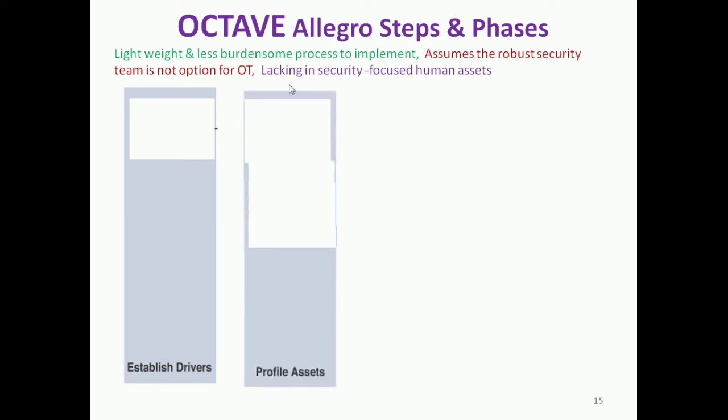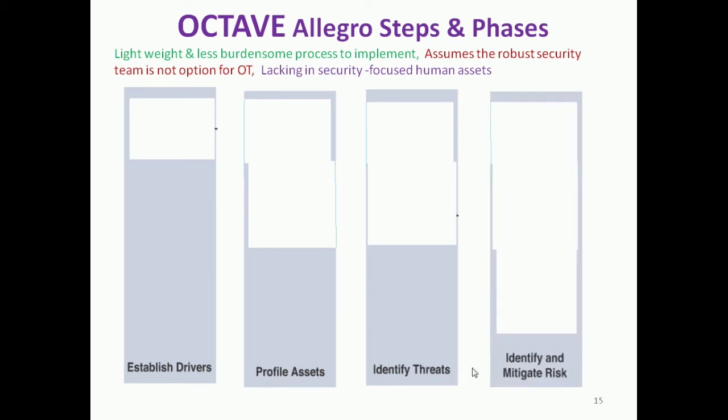So coming to this OCTAVE Allegro system, first we have to establish the drivers, maybe ground-level sensors, actuators, the devices we need to establish. The second one is profile assets. So we have to see the profile of the assets. The third one is identify the threats. The fourth step is identify and mitigate the risk. So these four major steps will be taken care of to implement the OCTAVE Allegro protocol in order to secure operation technology, IoT. So coming to the first phase, called establish the drivers.